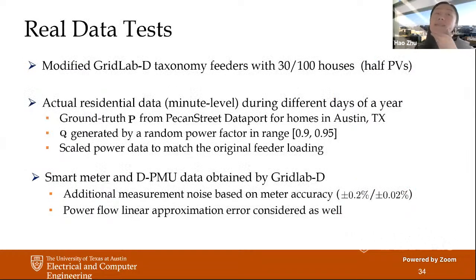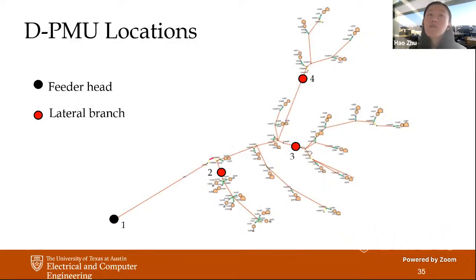So we have tested this method in some realistic feeder systems, a small one with 30 houses and another one with 100 houses. Half of them have PV solar panels, and we consider the real data from the Pecan Street Dataport. Then we generated the measurement data using the GridLAB-D simulation tool, and added some small additive noise to make them more like measurements, not actual values. This is the small feeder system. We consider feeder level measurements potentially at these 4 locations.